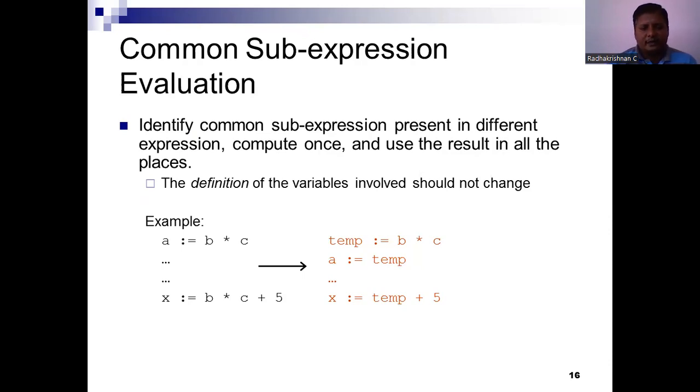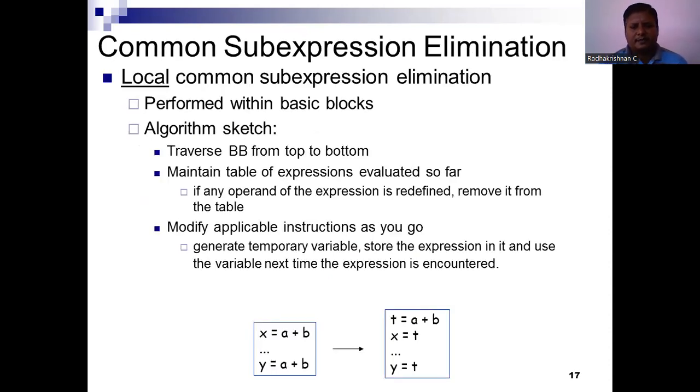So the value will be calculated and assigned to some variable temp. Now A is equal to temp. At the same time, X is equal to B into C, we write as X is equal to temp plus 5. Common sub-expression elimination is a similar point to discuss.